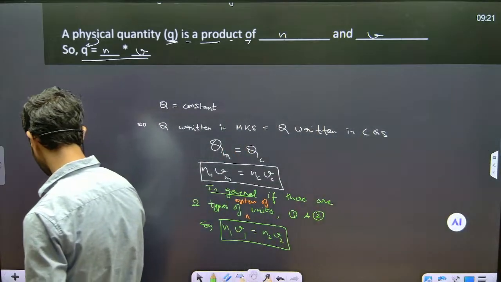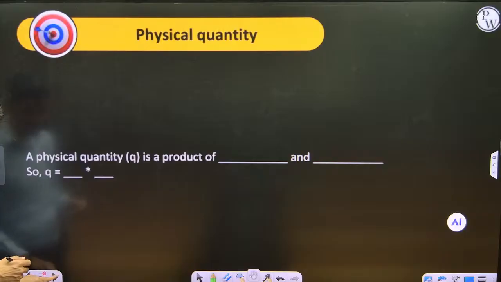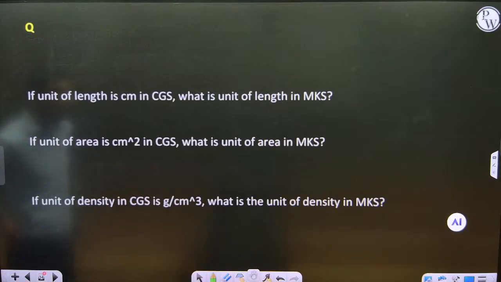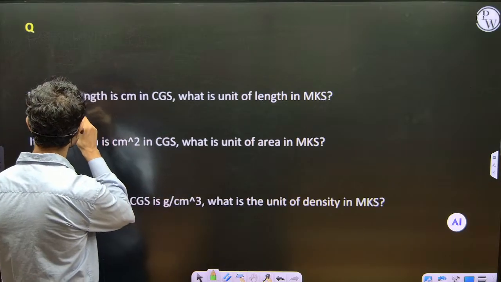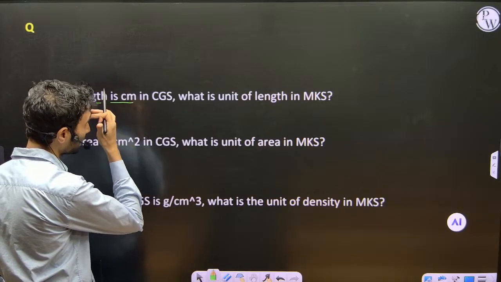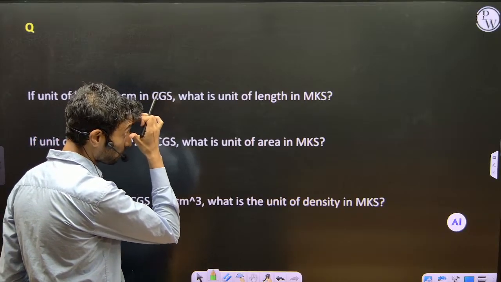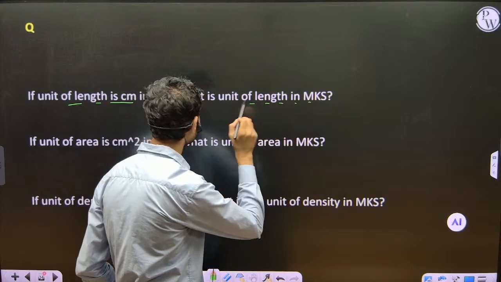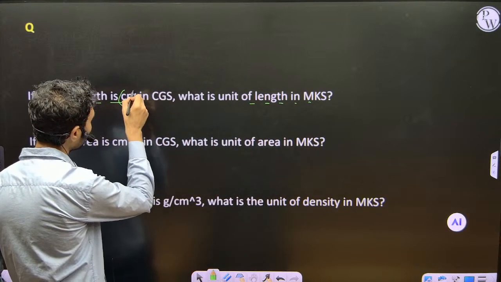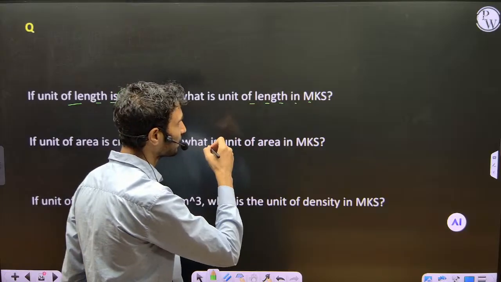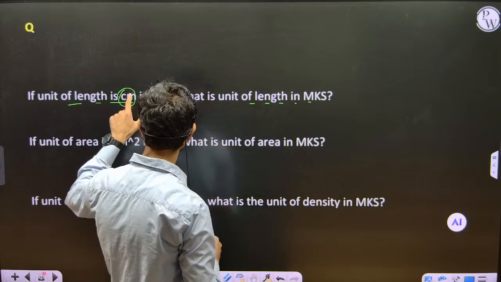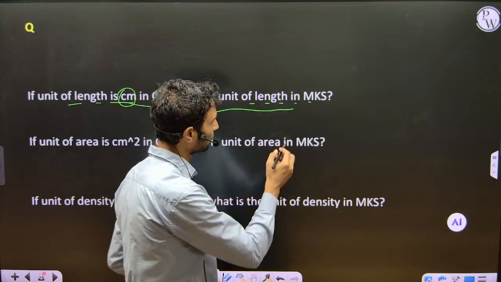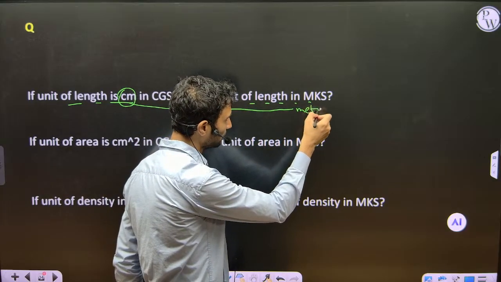Now let's go ahead. So let us do some problems. If the unit of length is centimeter in CGS, what will be the unit of length in MKS? Centimeter will convert to meter.